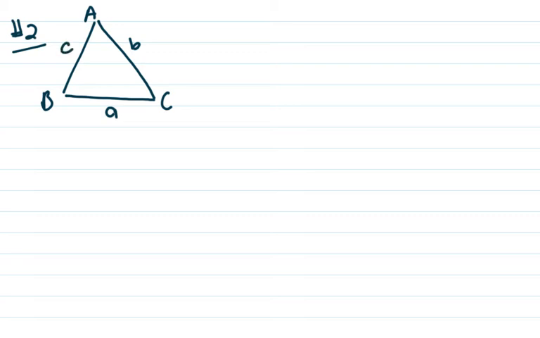Okay, so again, we're going to solve for the missing angles and side lengths. This is triangle ABC. We'll also label the side lengths ABC as lowercase. We know angle C is 63 degrees. Side length B is 4.7. And side length C is 5.5.